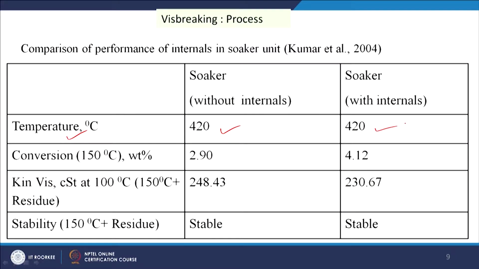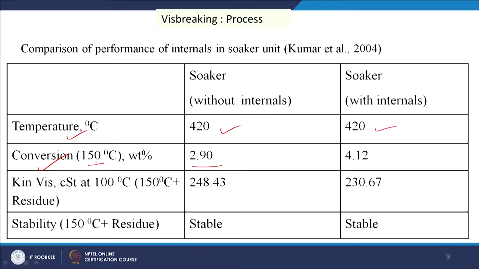Now, we will compare the soaker with internals and without internals. What will be the difference between these two processes? If we compare the temperature, we see 420, 420, in both cases the temperature is similar. But if we think about the conversion, then we get 2.90 percent of liquid fractions at 150 degree centigrade. So, the liquid with a boiling point of 150 degree centigrade is 2.90 percent, whereas with internals it is 4.12 percent.